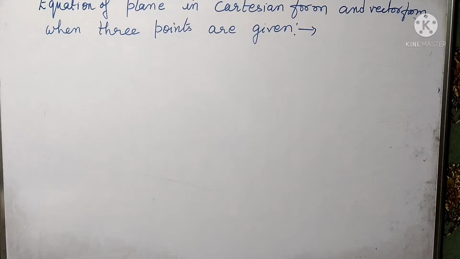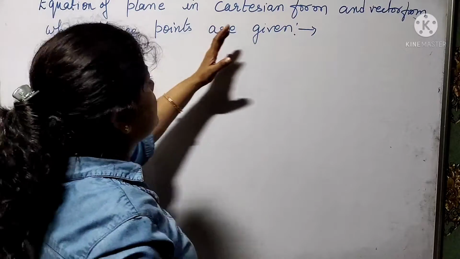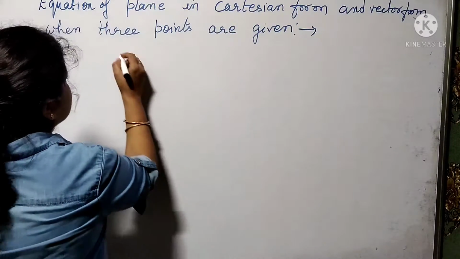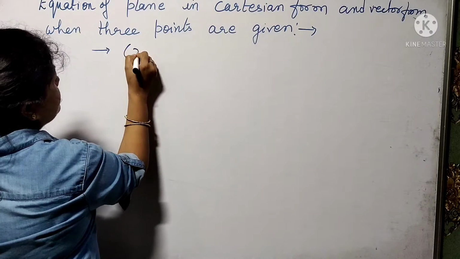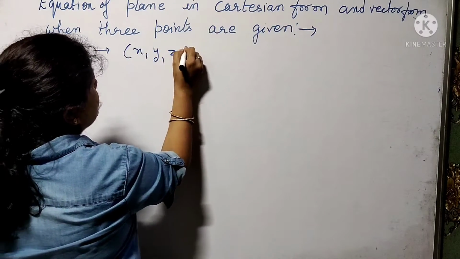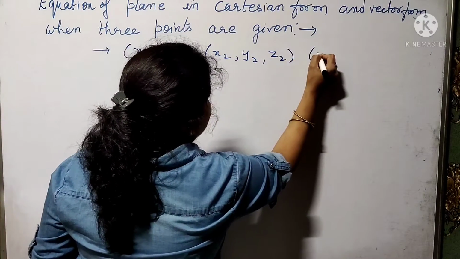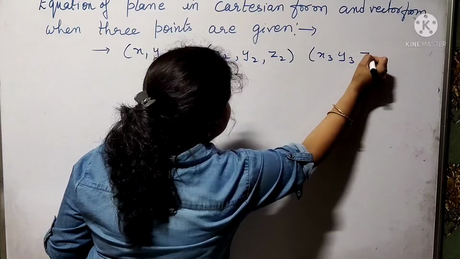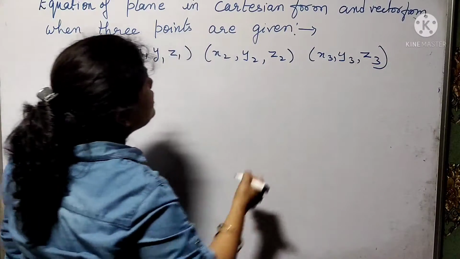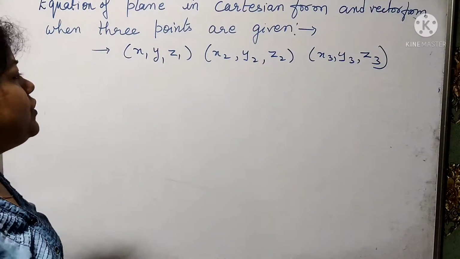In this section of the lecture, we learn how to find the equation of the plane in the Cartesian form and in the vector form when the 3 points are given to us. Now, firstly, what is the equation of plane in the Cartesian form? For example, 3 points which are given as x1, y1, z1, x2, y2, z2 and x3, y3 and z3. These 3 points are given to us and we have to find the equation of plane.